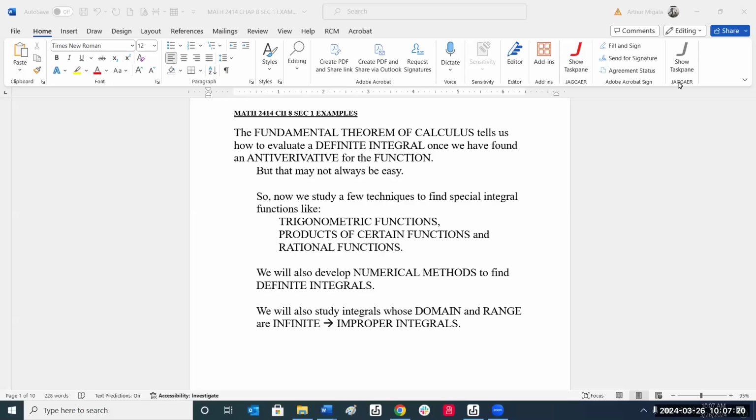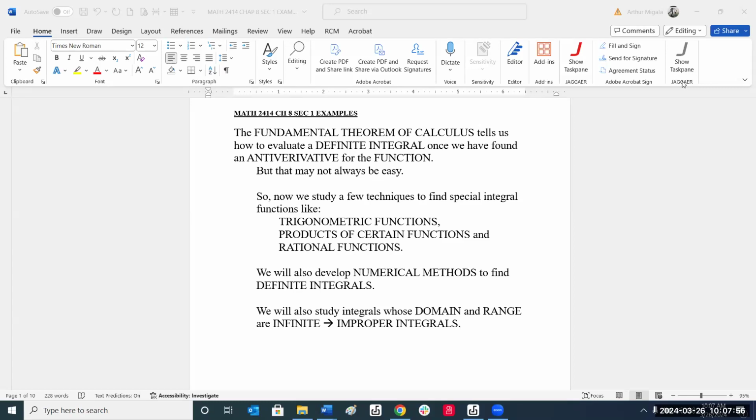Chapter 8 in general deals with the fundamental theorem of calculus and how it deals with integrals. We found antiderivatives, which are the integrals for functions, but that might not always be easy, because depending on the situation of the function, we can have different scenarios that will require us to use different algebraic rules, trigonometric rules, all sorts of different shortcuts that we have to use in other algebra and trig courses.